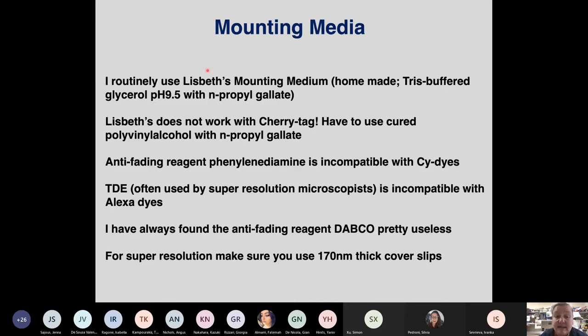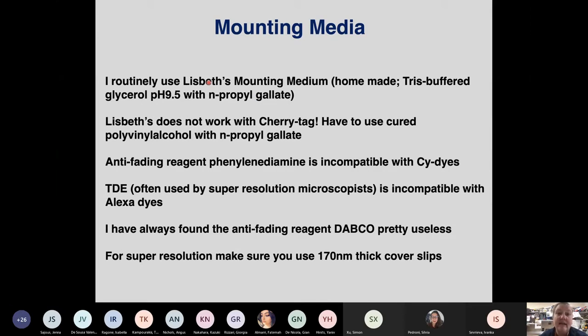And this is not called after me, it's called after Elisabeth. So that was a Swiss researcher who tested all kinds of different combinations many years ago now, 35 years ago, something like that. And then they came up with this recipe that I have been taking home from Switzerland. And as I said, it's glycerol Tris buffered with n-propyl gallate. And I was happily using this mounting medium for years and years until mCherry came along.